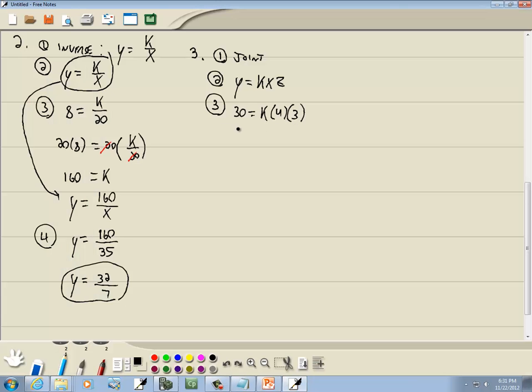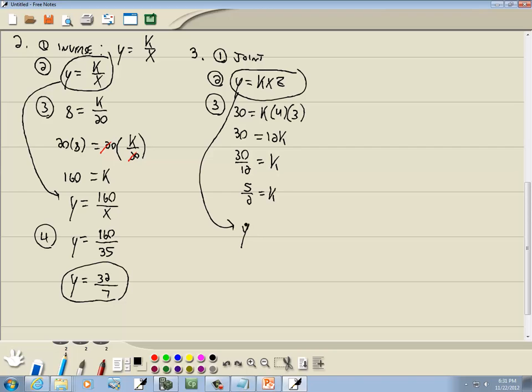Now we're going to use that to solve for k. 4 times 3 is 12, so we've got 12k. Divide both sides by 12. And 30 and 12 are both divisible by 6. So that gives us k is equal to 5 halves. So we'll plug that into our formula. So we've got y is equal to 5 halves xz.